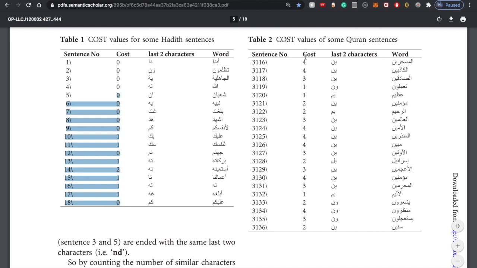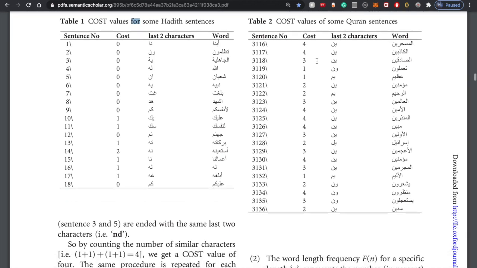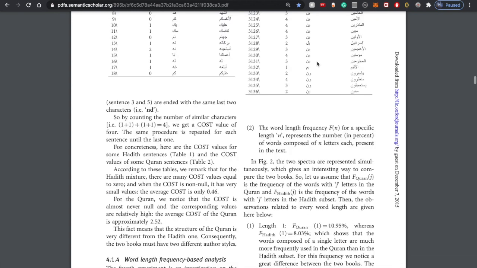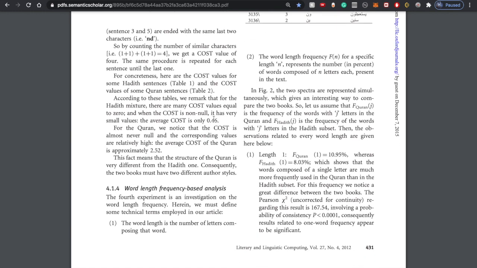When we look at the Quran, however, look at that. 4, 4, 3, 1, 1, 2, 2, 3, 4, 4, 4, 3, 2, 3, 4, 3, 1, 2, 4, 3, 2, right? So looking at the cost values for some Hadith statements versus some Quranic statements, we see there's a big, big difference, which again shows 2 different types of authors. Right, so the average cost was 0.46 for the Hadith versus 2.52 for the Quran. Clearly, 2 different authors.